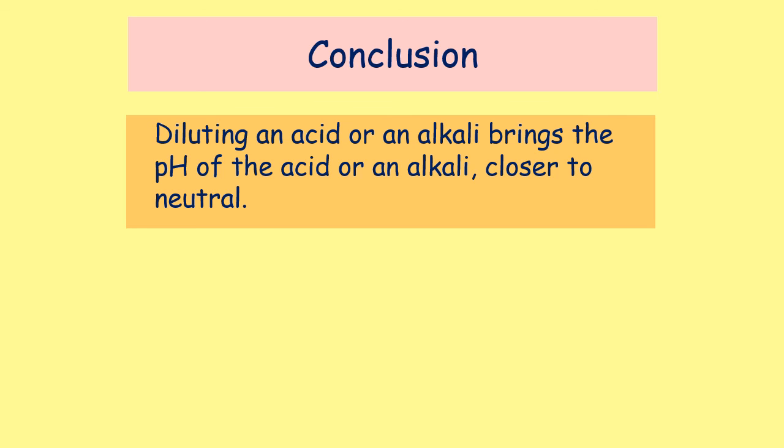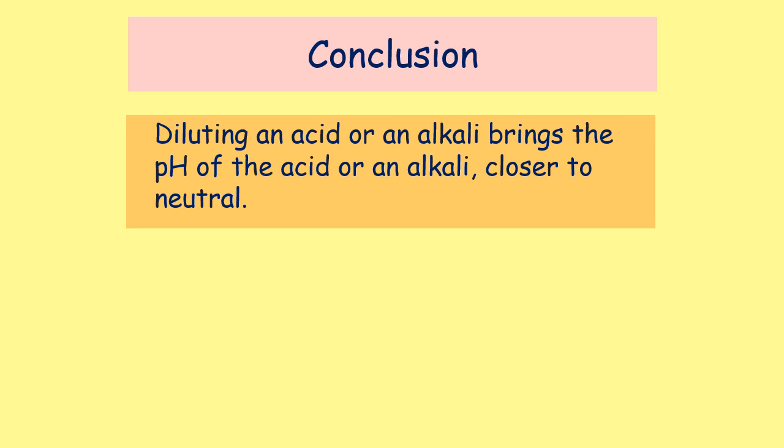With an alkali, what you can do is dilute it. You can get it from purple to dark blue to a light blue to a green, but you can never turn it yellow, orange, or red. What dilution does is bring the pH closer to 7.